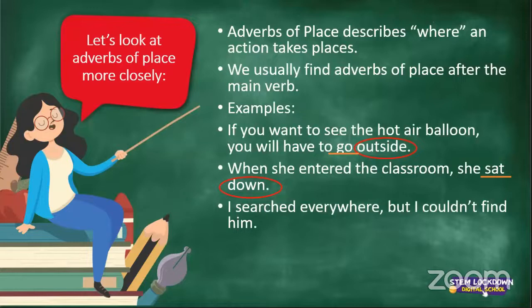Good. Remember, I'm asking you where the verb is. And you are right. Searched. Now we are going to ask, where did you search? Where? Where did you search? And the where will give you the adverb of place.